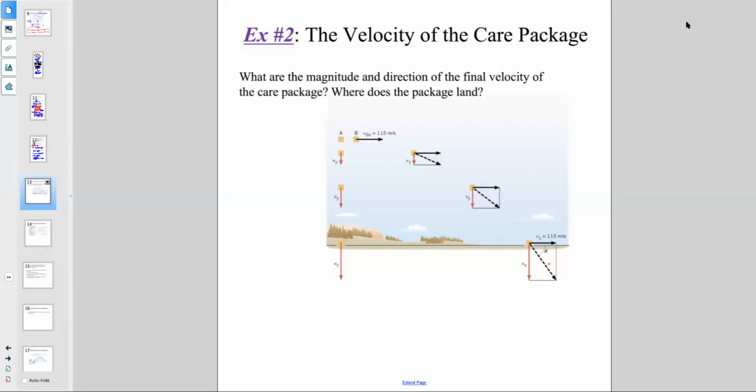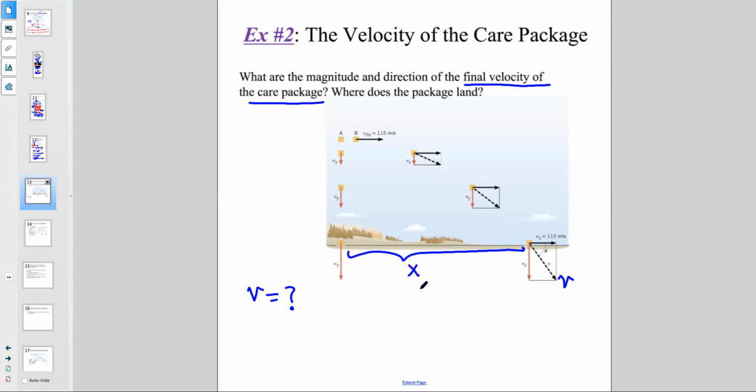Okay, so now what we have is we're looking for the final velocity of the care package. That's what we're looking for. Now remember, it does not say the velocity along x or velocity along y. It's asking for the final velocity. It's looking for this guy, v. So v is what we were looking for. And we're looking for this distance as well. Let's just call it x.